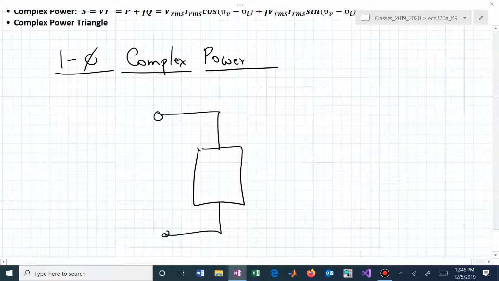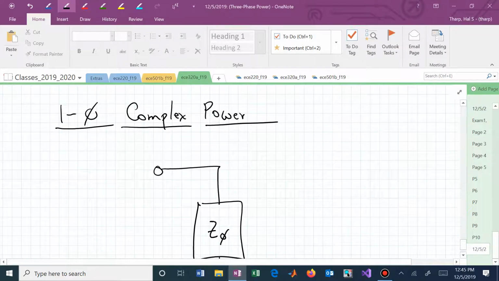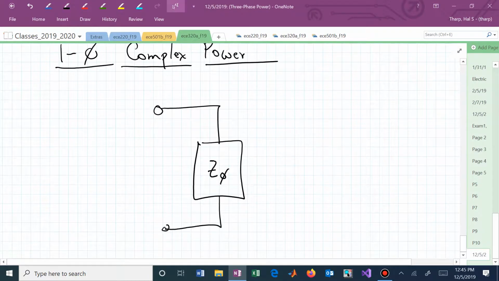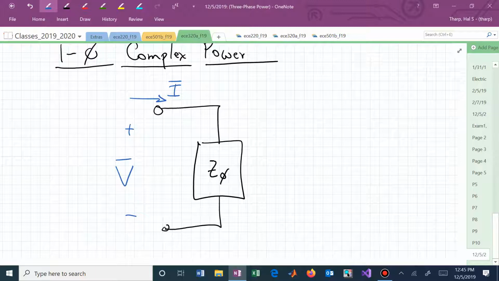Now if we have, let's say, Z sub phi, our impedance, then what we're interested in is now this voltage and current associated with this load, this impedance.